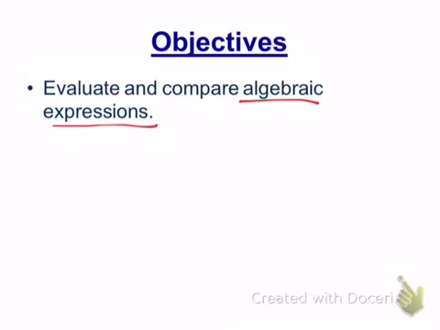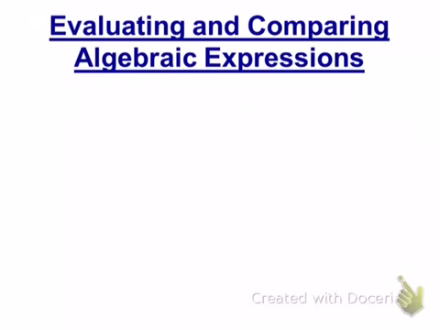Evaluate and compare algebraic expressions. Elizabeth is right. An algebraic expression is an expression that has variables and numbers along with mathematical operations. If it just has numbers in it, it's called a numeric expression. So we're going to evaluate and compare, tell the value of, and compare algebraic expressions. Evaluate means tell the value of. 2 plus 3, evaluate it. 5, right? What is the value of an algebraic expression when we're given certain things?